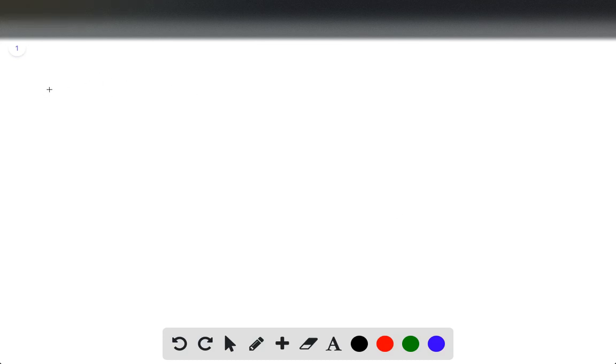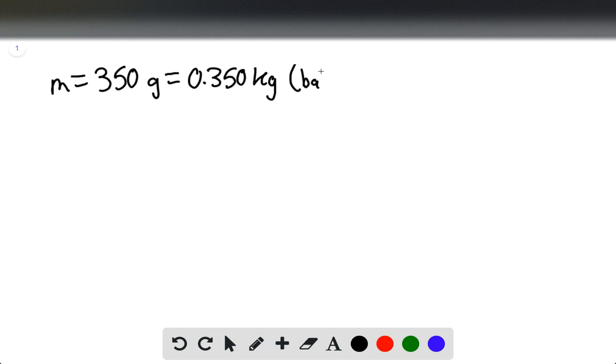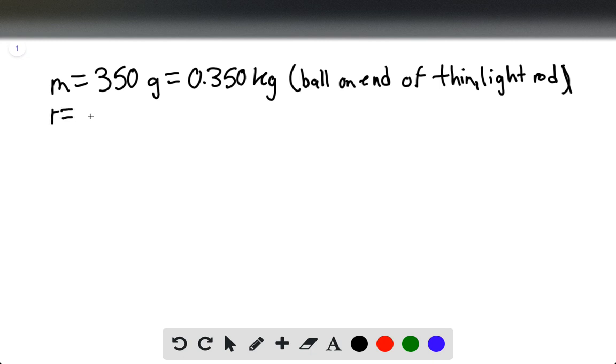So we have a ball at the end of a thin light rod. So M equals, this is the mass of the ball, 350 grams or 0.350 kilograms. And it's a ball on the end of a thin light rod. And at this point, we have R as well, the radius of the ball, 1.2 meters.